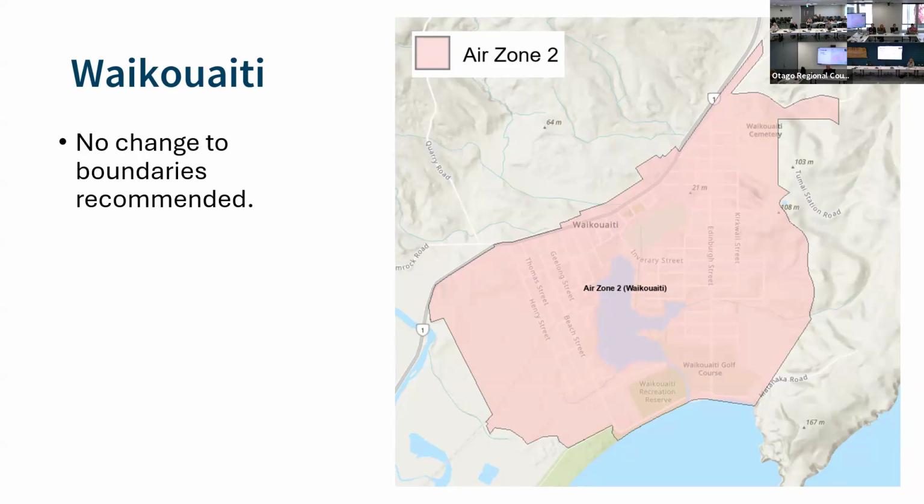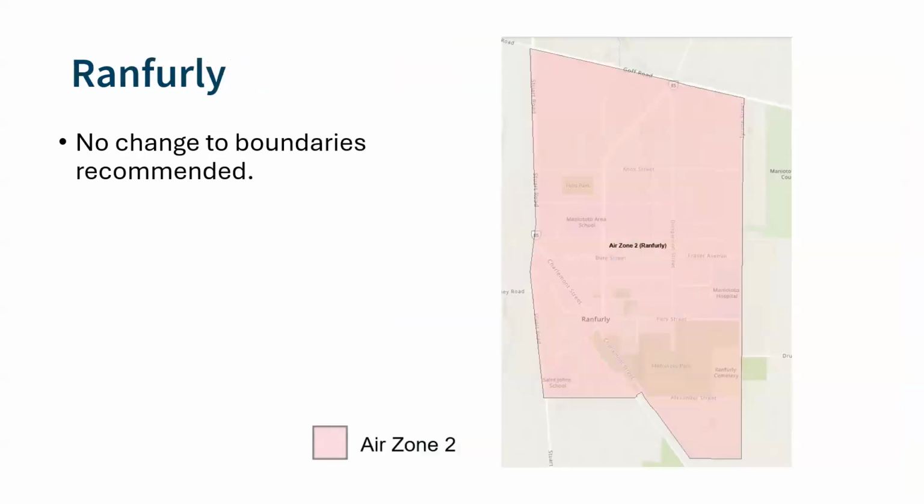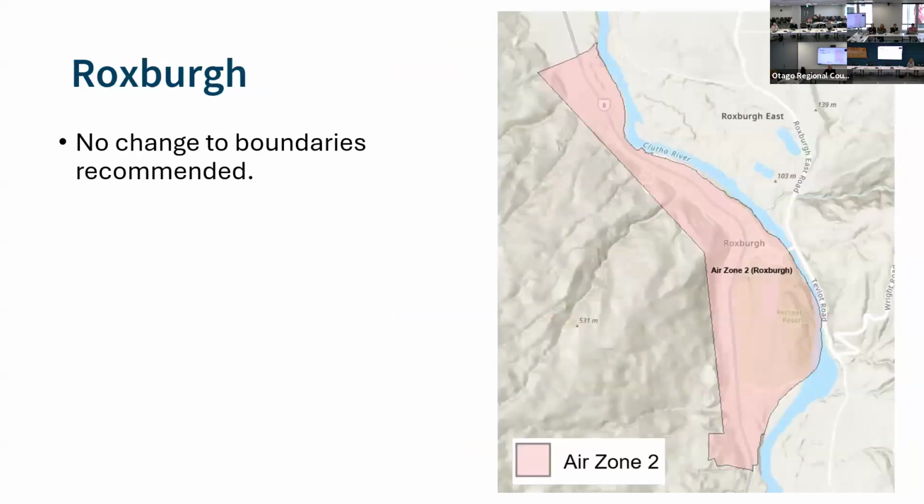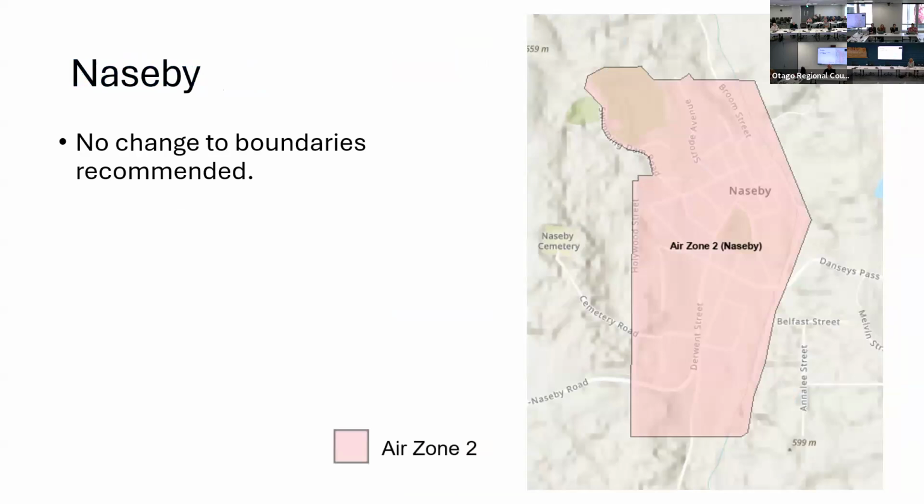So no comment on Waikouaiti? Seems not. Thanks. It's good. And Ranfurly. No, it's fine. Roxburgh. We have a lot of towns in Otago. No comments? It's fine, I think. Naseby. This is the last of these maps, and then we can move on to something else. Yeah, no, that's okay. Looking good.